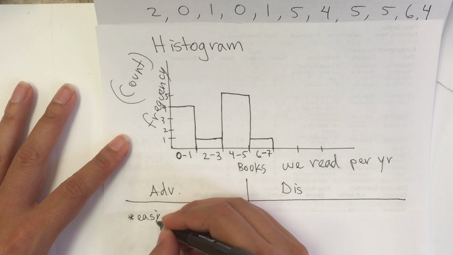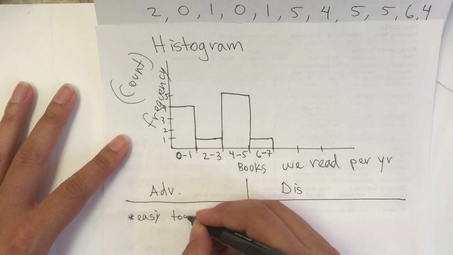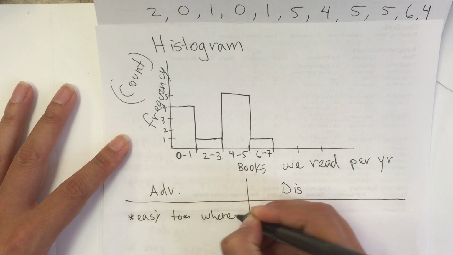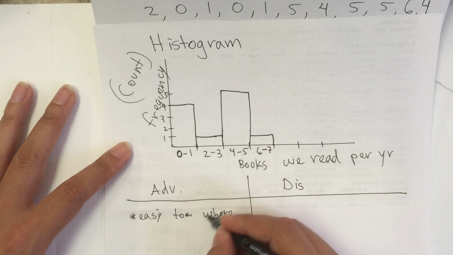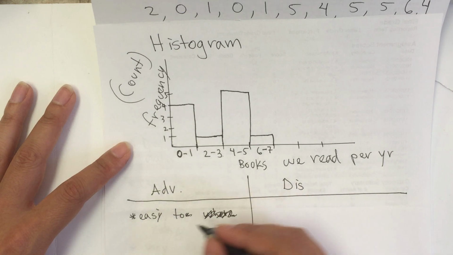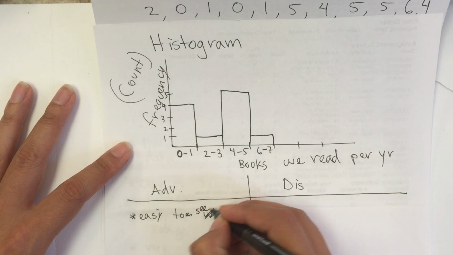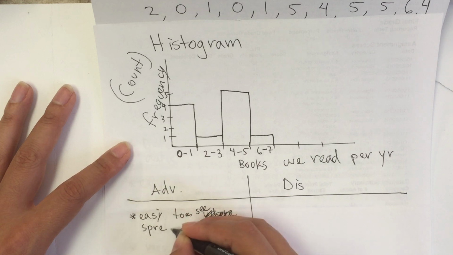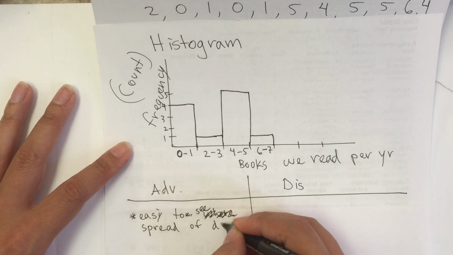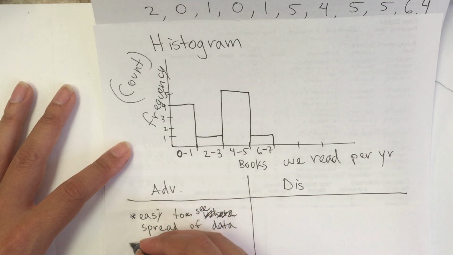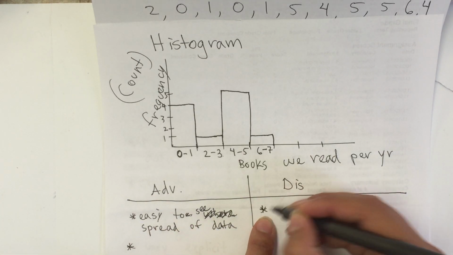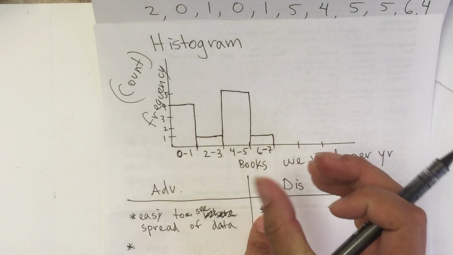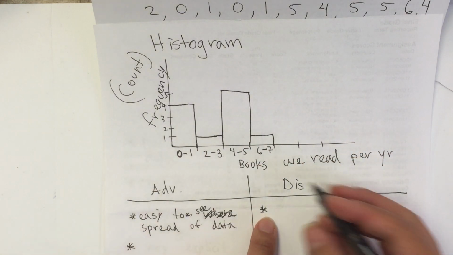Easy to see where data is, easy to see spread of data. And I can right now think of a disadvantage because this is created in groups of, right?